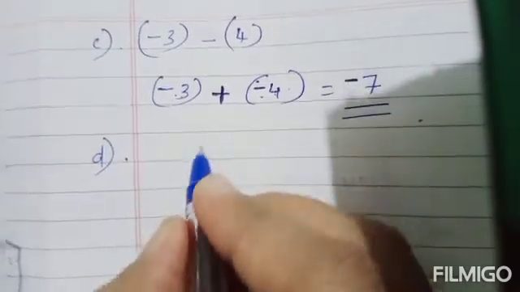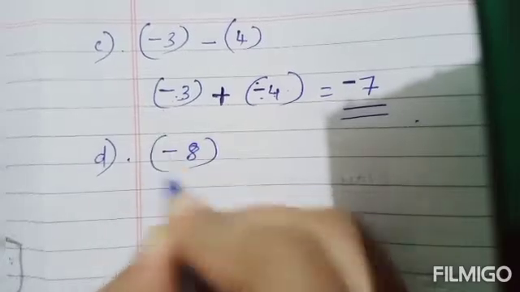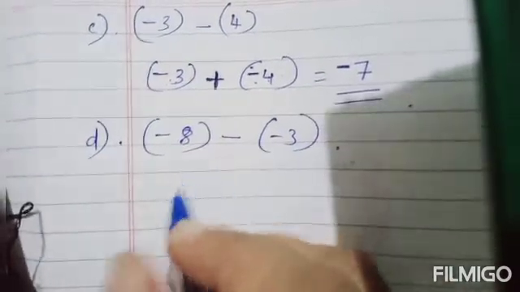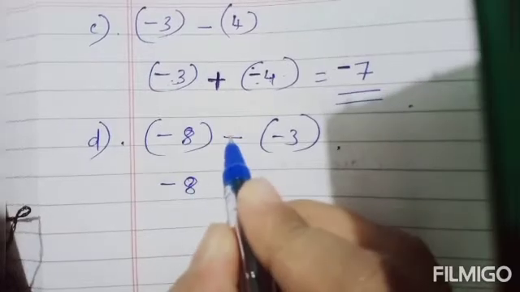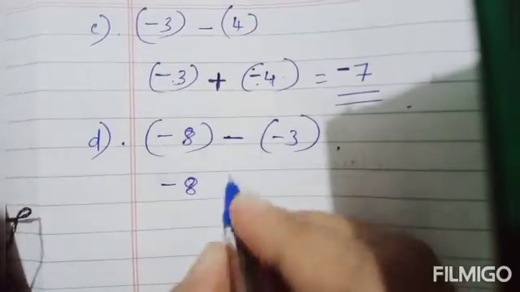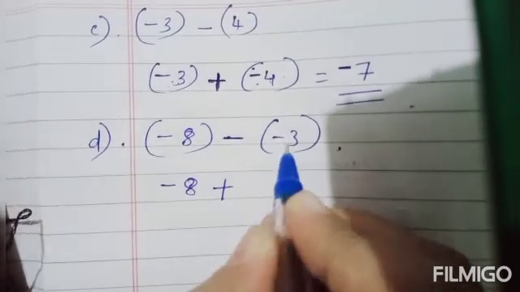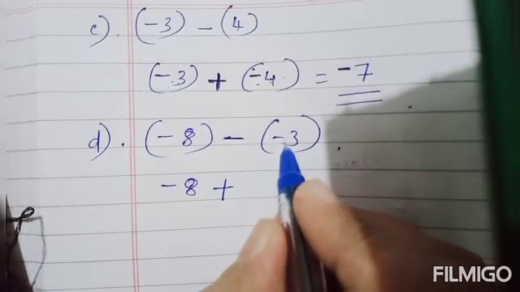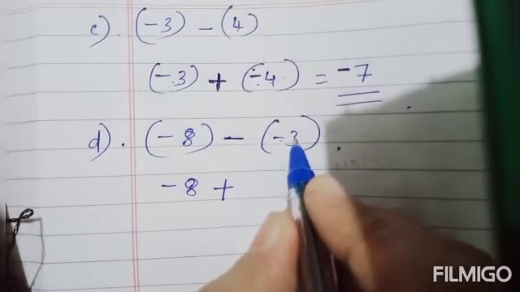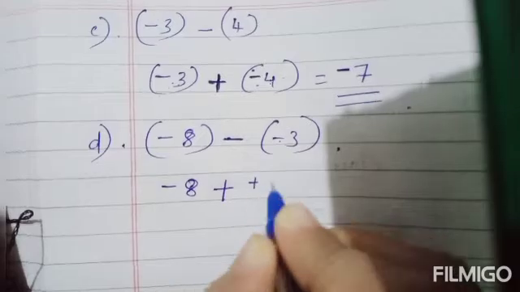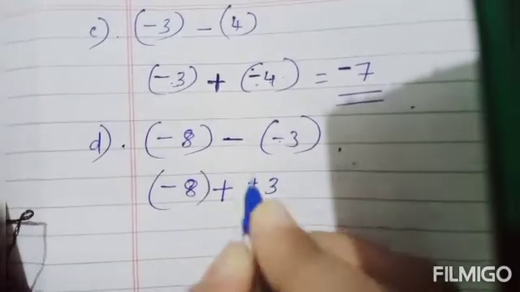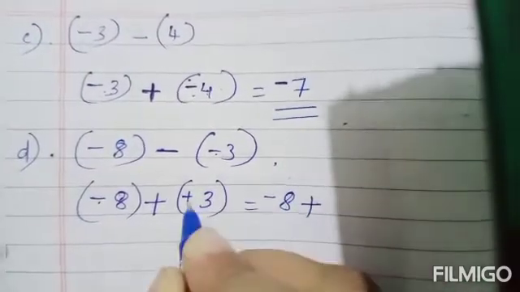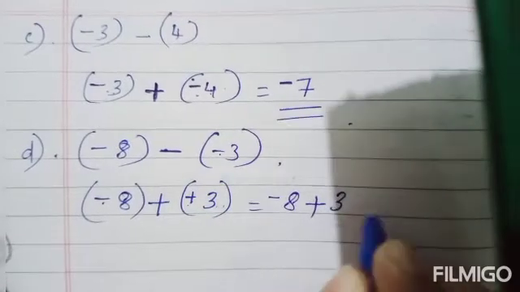Next D, minus 8 minus 3. So what to do? Minus 8, the subtraction sign will become plus sign. Now change the sign of number to be subtracted. So minus 3 will become plus 3. Okay. That is minus 8 plus 3 means it is 3.